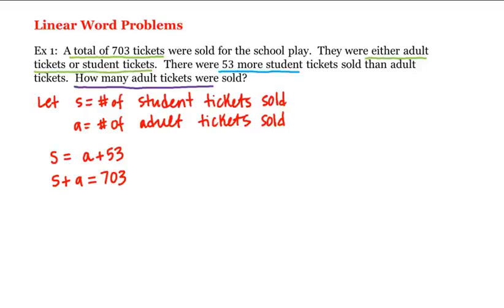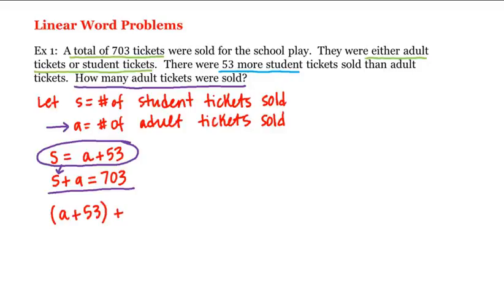Now we're asked to find out how many adult tickets were sold, which means we want to solve for A. Therefore, if we replace in this equation S with A plus 53, then we'll have an equation that just involves A, and we'll be able to solve for it. So let's do that. That is, we have A plus 53 plus A is equal to 703.